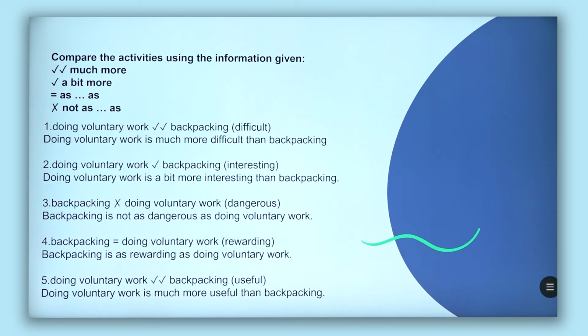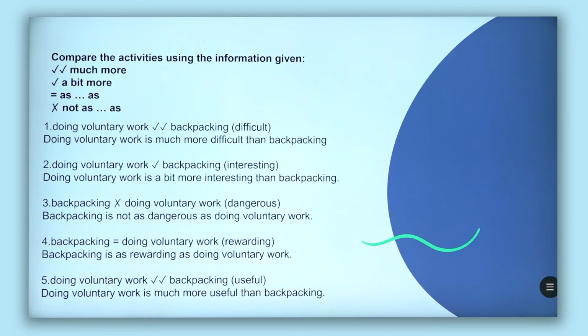The first sentence is combined by saying, doing voluntary work is much more difficult than backpacking. So here we can see that difficult is the adjective that we are using. The second one is, doing voluntary work is a bit more interesting than backpacking, always according to the sign that we've got in the first line.